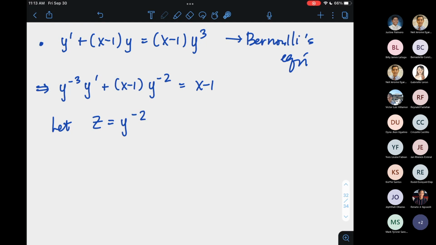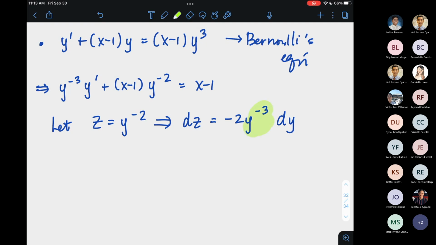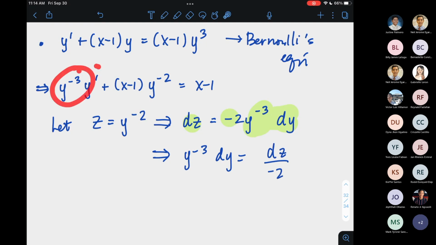Okay? So, but remember, when you change the dependent variable, we should also change the differential. So that means dz will be equal to what? Negative 2y to the negative 3 dy. Okay? Ibig sabihin, pag nakakita ako ng y to the negative 3 dy, mapapalitan lang siya ng dz over negative 2. Right? So sige, sulat natin yon. So ang y to the negative 3 dy ay equal kay dz over negative 2. And luckily, there you go. Meron ng y to the negative 3 times y prime. Madali bang gawin yung y prime?